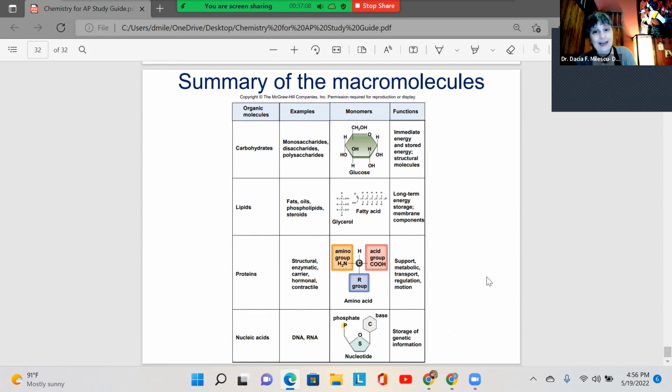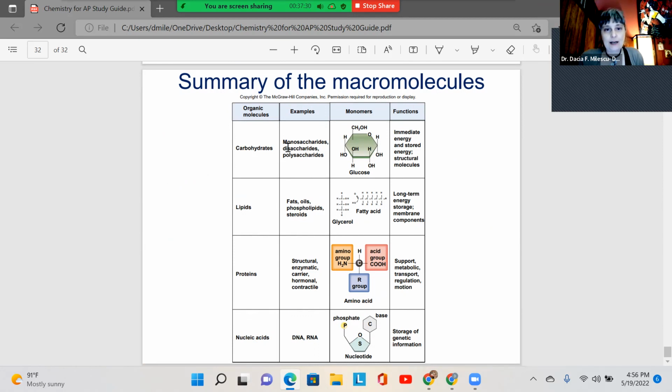So in summation, this is a summary of the macromolecules and everything that you need to know for chemistry to get by. Not much, okay? This is what you need to know to get by in anatomy. To get by in microbiology, just minimal chemistry, chemistry for the body, biochemistry. So carbohydrates, lipids, proteins, and nucleic acids. These are the four main macromolecules found in your body.